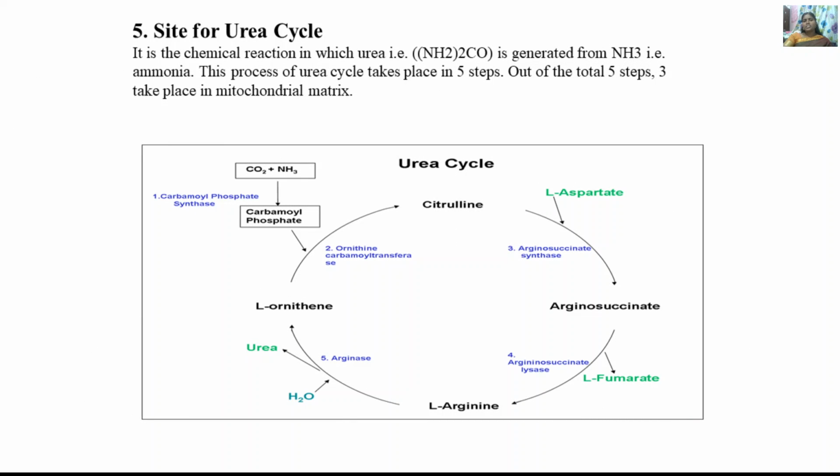The fifth function I have mentioned here is the urea cycle. So the urea cycle has 5 reactions. Out of the 5 steps, step 3, that is the formation of argininosuccinate, takes place in the mitochondrial matrix. So the mitochondria is a site of the urea cycle.